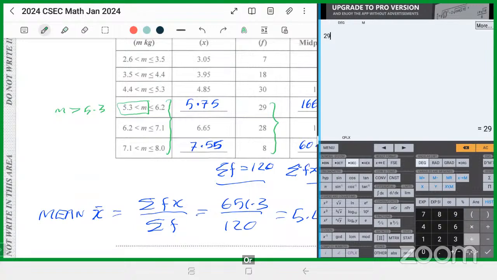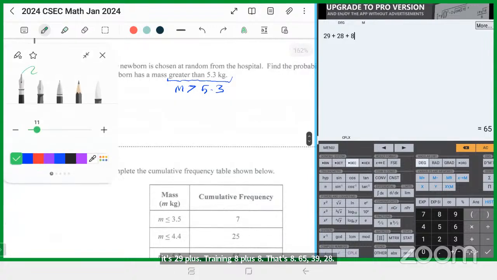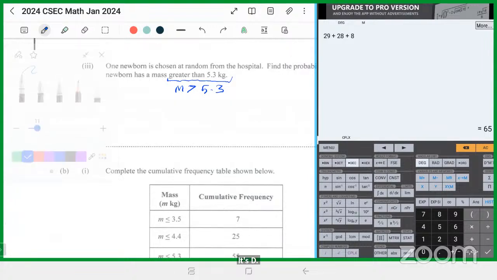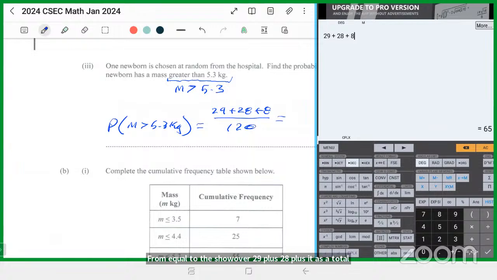So it's 29 plus 28 plus 8, which is 65 of them. Let's do it down here. The probability that the mass is greater than 5.3 kilograms is equal to, let's show the work, 29 plus 28 plus 8 as a total over the 120.